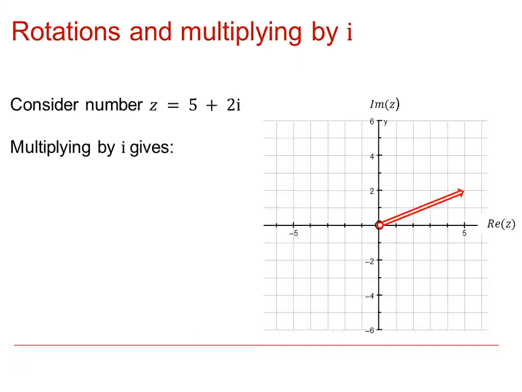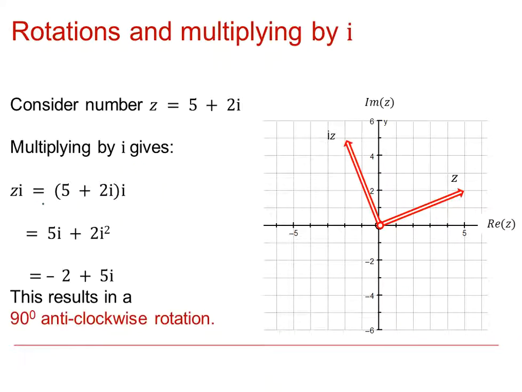So we can put that to the test now by considering z equals 5 plus 2i this time, and we're going to multiply by i. So zi equals 5 plus 2i multiplied by i, which is 5i plus 2i squared. i squared is minus 1, so 2i squared is minus 2, and we would always put the real part first, followed by the imaginary part, 5i. So z times i is minus 2 plus 5i.